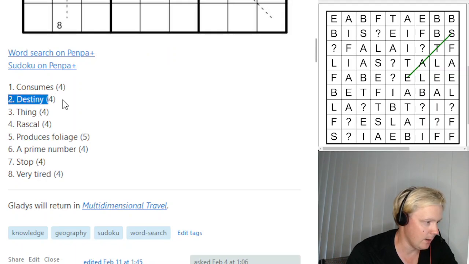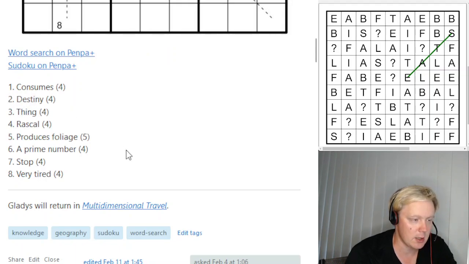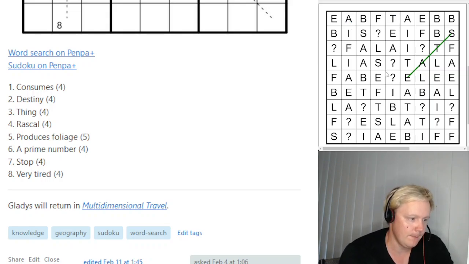Okay, then number 2 is destiny, and destiny made out of these letters would be 4 letters, would be fate. So we have F, A, T, and E. So that's also spelled out in its entirety. Let's look at F's then.